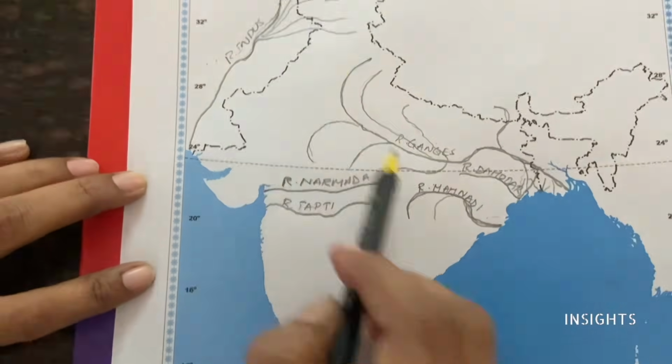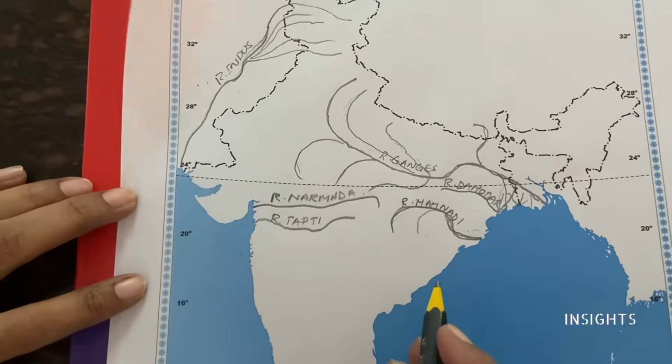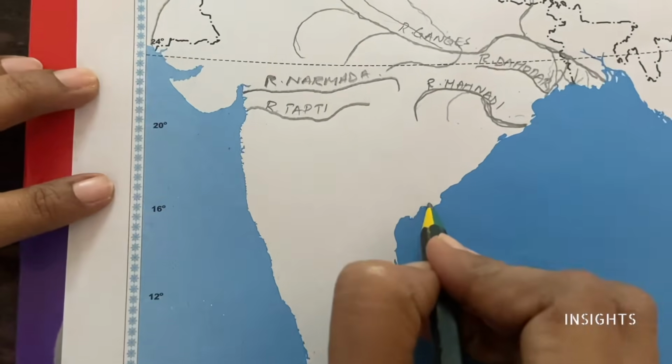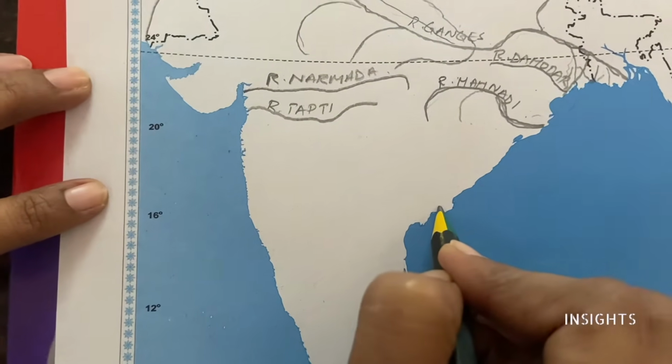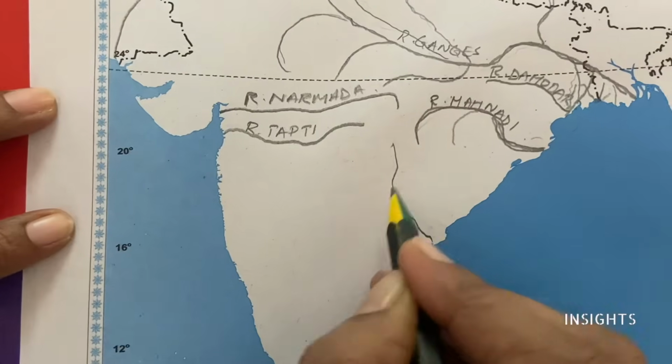We have done so many rivers now, and now let us move on to the South Indian rivers. In South India there are 3 rivers. Godavari.